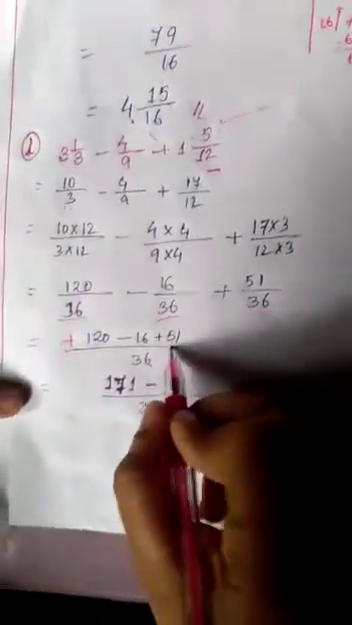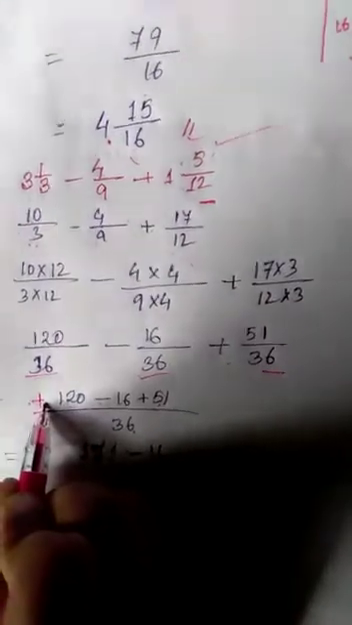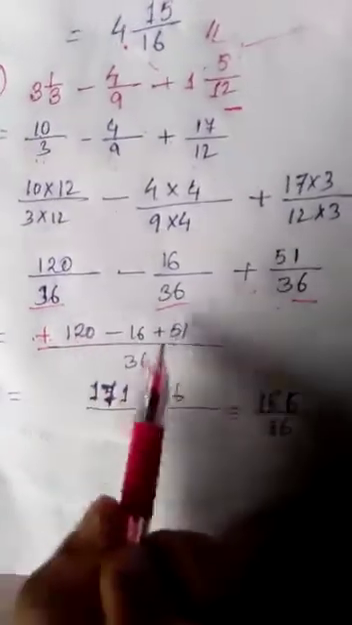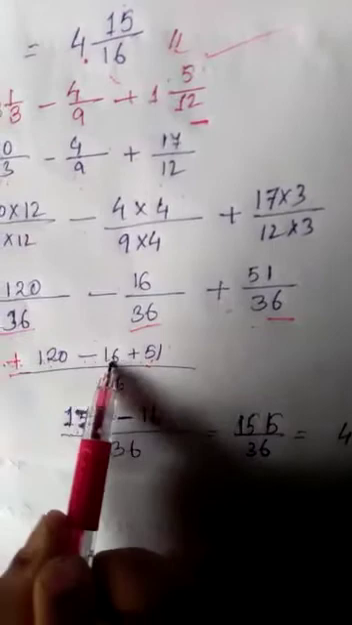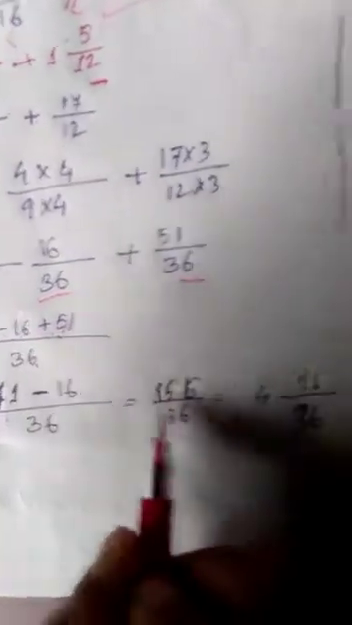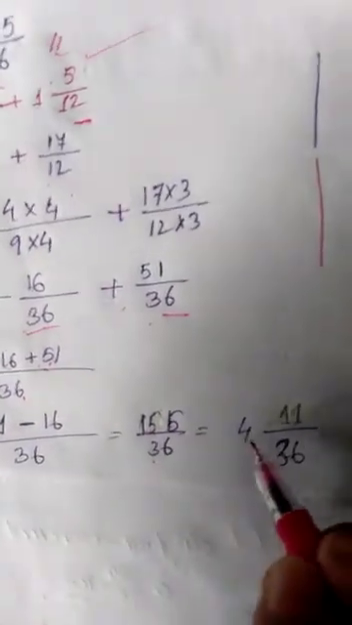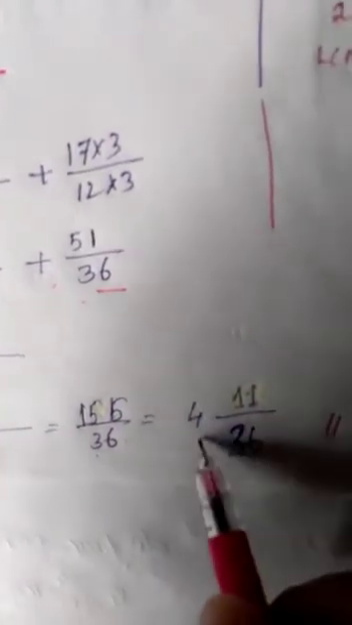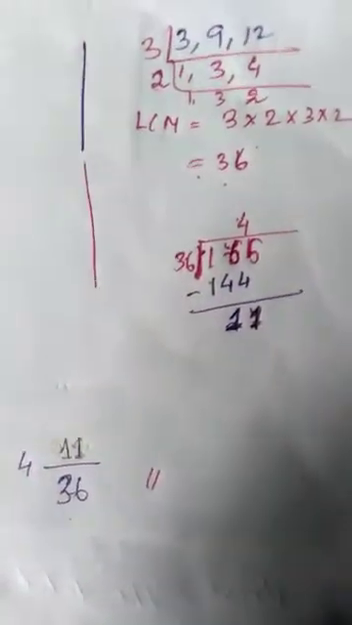So 120 plus 51, if we do, these two are addition, as no sign is before 120, it means it is the addition. So 0 plus 1 is 1, and 2 plus 5 is 7. Now 1 is 1, so 171. Now we have to subtract the 16 from 171. So after subtracting, I have got 155 by 36. Now if we convert this into the mixed fraction, it will be 4 of 11 by 36, and we can show this work like this also.